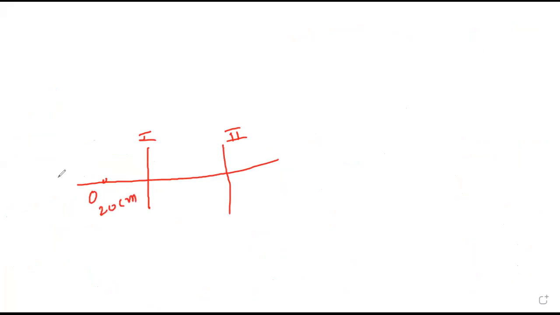Then see how. This is the first surface separating the medium. Here is the second surface separating the medium. From the first surface, the object is at 20 centimeter. This side we have air. This is glass, and this is an unknown medium, not air. And I is situated at 20 centimeter.